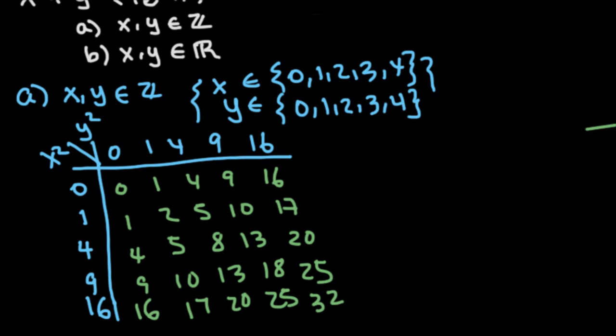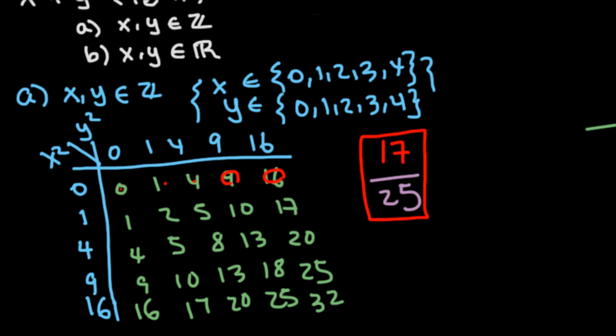So recall that probability is possible outcomes over the total number of outcomes. So our total number of outcomes is 5 times 5, which is 25. The possible outcomes are the ones that are less than or equal to 16. So let's just count all of them. It's going to be 1, 2, 3, 4, 5, 6, 7, 8, 9, 10, 11, 12, 13, 14, 15, 16, 17. So it's going to be 17 over 25, which is our answer for part A.